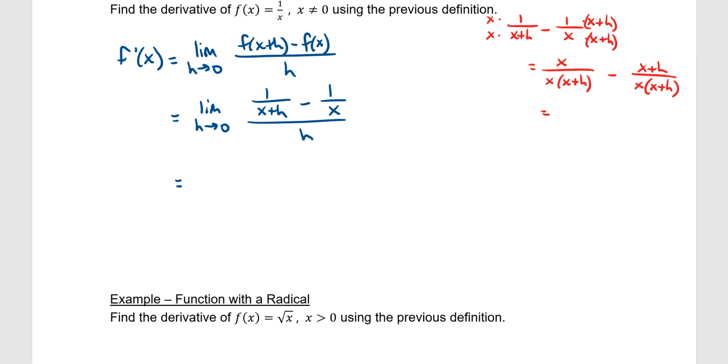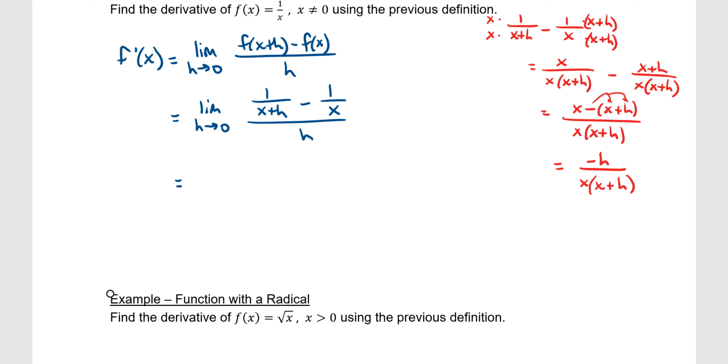We can combine these and get x minus x plus h over that common denominator. And we can realize that the x's actually cancel, right? We have x minus x. Distribute that negative, but I'm just going to skip writing that step. The x's cancel. We end up getting negative h. And this is as far as it can go for now.